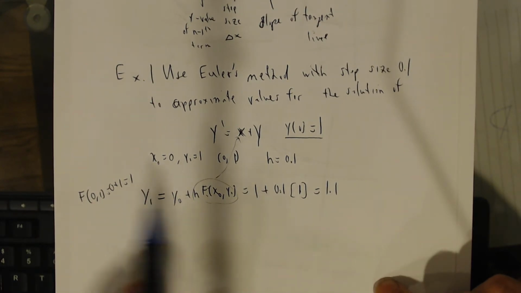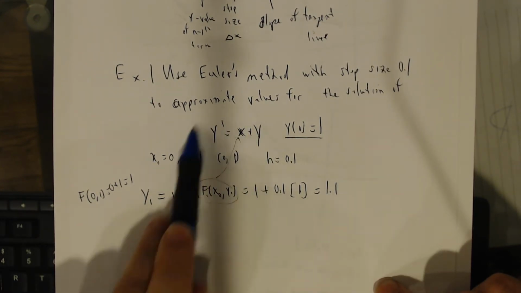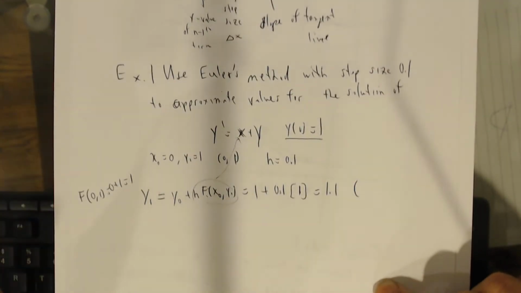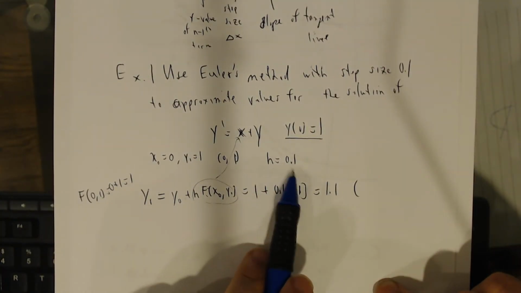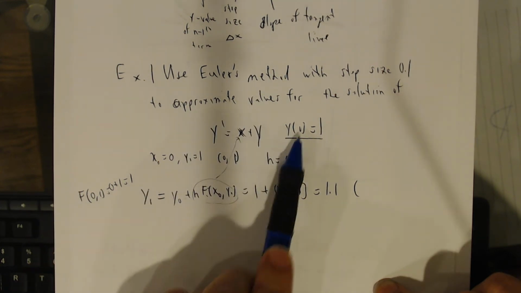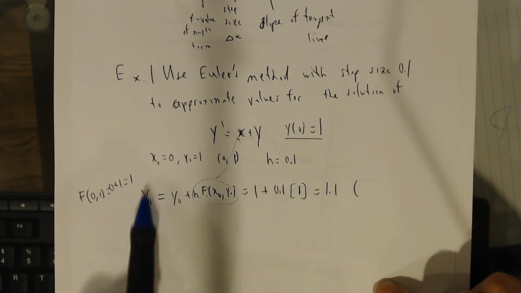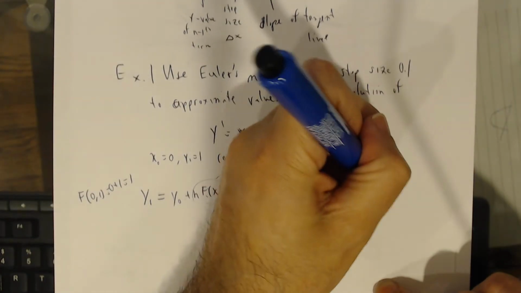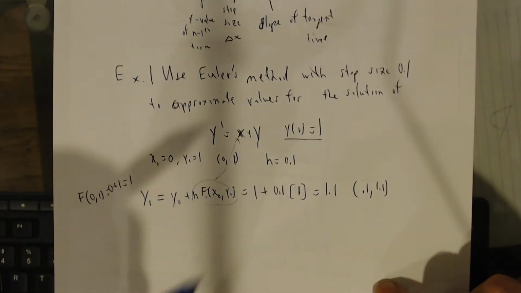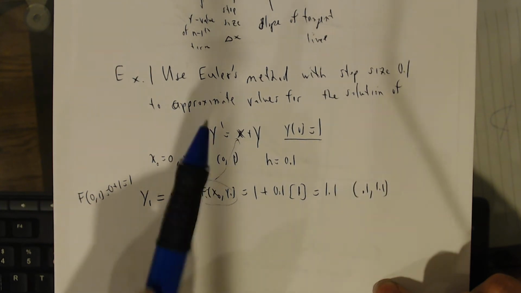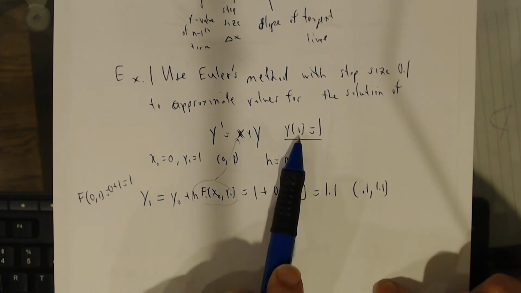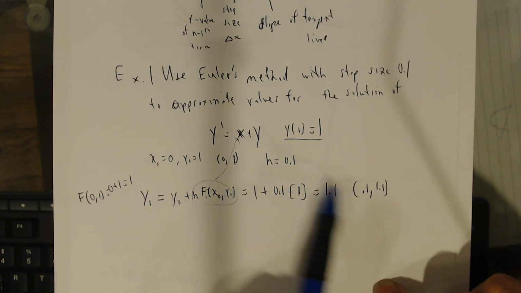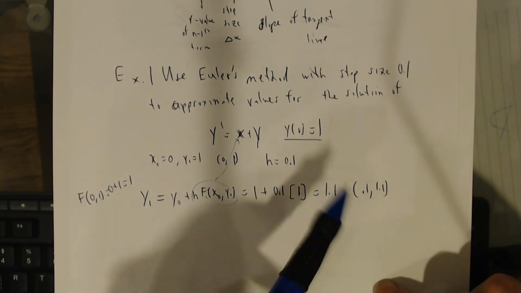So what does that mean? That means the solution to this differential equation, if I move 0.1 to the right from 0, right? Because when x is 0, I move 0.1 to the right. Now x is 0.1, and the y value will be 1.1. Now, this is an approximation. We're saying, look, if x is 0, y is 1, then we're approximating that if x is 0.1, I've moved 0.1 to the right, then y is 1.1.